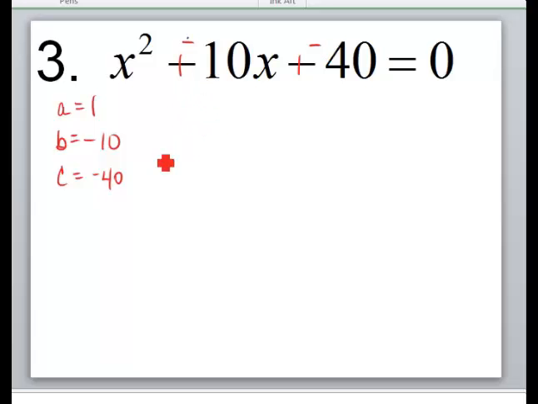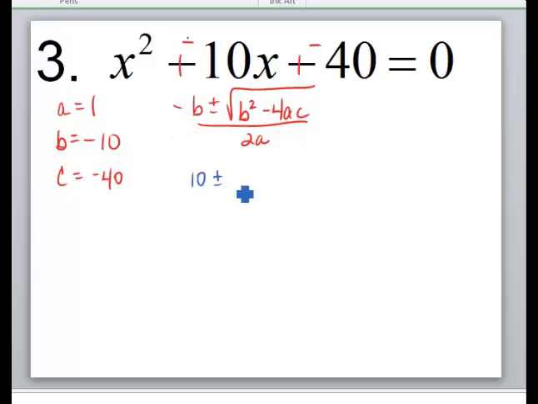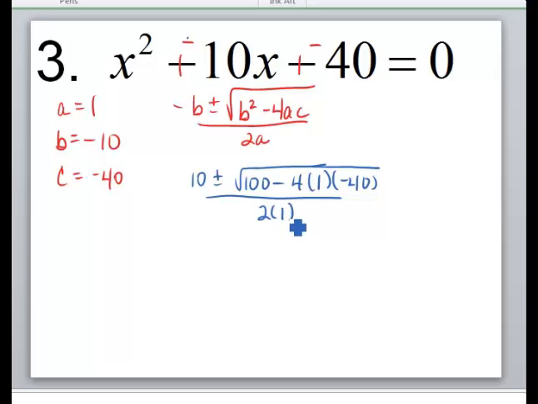The formula says negative B plus or minus the square root of B squared minus 4 times A times C all over 2 times A. Plug in your values. -10 actually makes it be a positive 10. B squared is 100 minus 4 times A times C all over 2 times A.